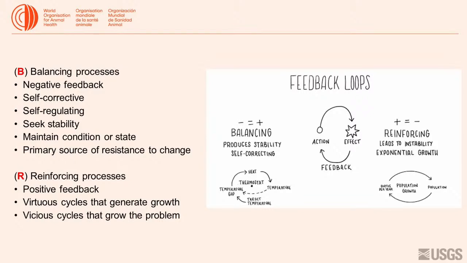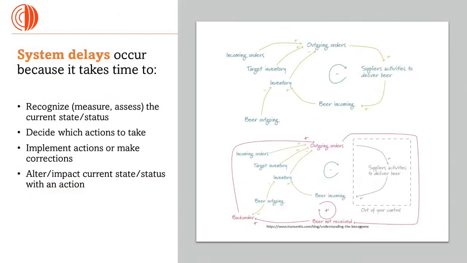System feedback loops also create delays in a system. Delays occur because it takes time to recognize, measure, or assess the current state or status of a system. It takes time to decide which actions to take. It takes time to implement those actions or make corrections, and it takes time to alter or impact the current state or status with an action.